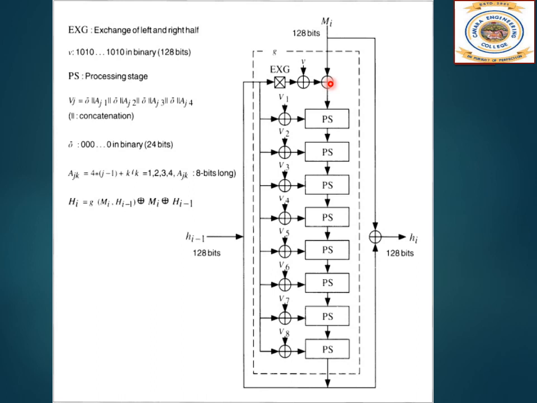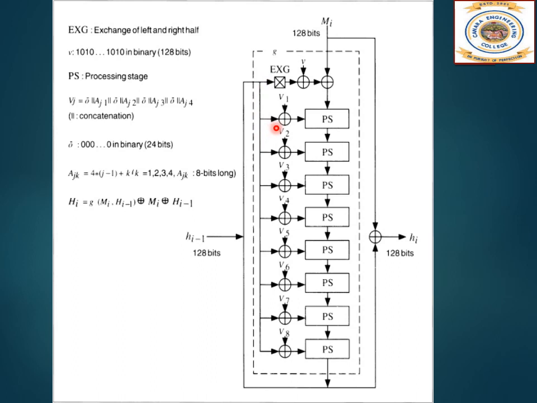This message is then cascaded into N processing stages. Here it is 8 processing stages. See, PS, this is a processing stage. So we have 8 processing stages. Now the other input to the processing stage here is the previous hash value that we can check over here. It's Hi-1, the previous hash value.